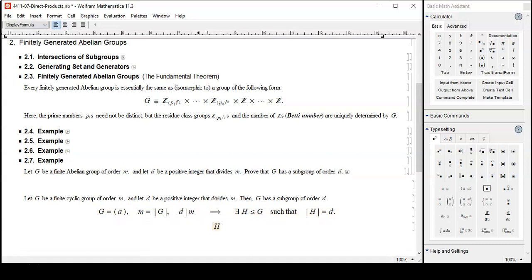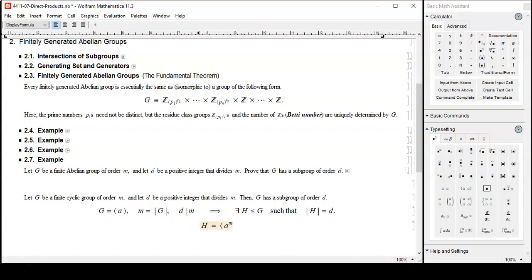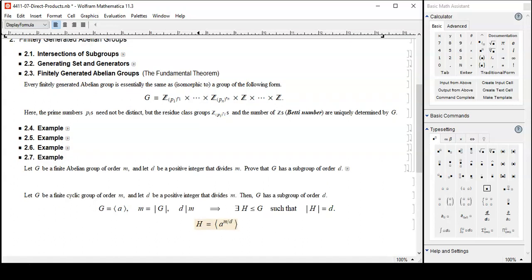Well, we define it like this: A to the M over D power. So D divides M, so M over D is actually an integer. And then, yes, it'll turn out that this is a subgroup of G, of course, and it has order precisely D.